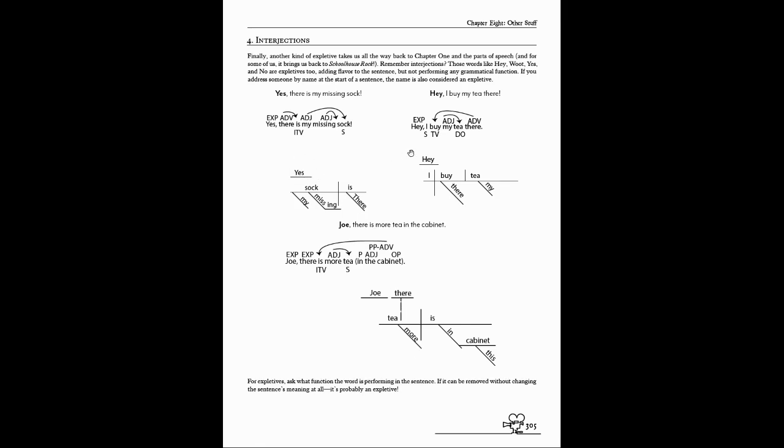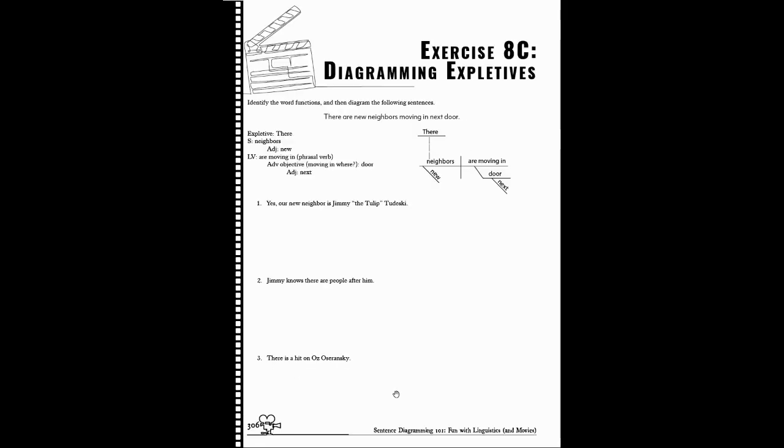So if it's a true interjection, then you're supposed to just float it, whereas there, a lot of the time you attach it. This isn't something I'm going to get super detailed about, but you do want to realize there is a slight difference, and that's why. But for expletives, always ask what function the word is performing. If it can be removed without changing the meaning of the sentence, then it's probably an expletive. And you are ready to diagram some expletives in exercise 8C.